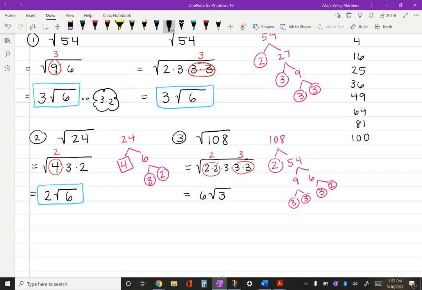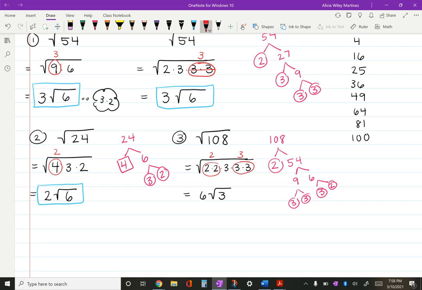Number 3, I broke down 108 the whole way down to all prime numbers. You may have stopped when you noticed the 9 there, but then again, it's sort of up to you how you approach this. So I took all my prime numbers, which I circle, and I write them in order, all my 2's and then my 3's, and I can see that 2 times 2 is 4, and I know the square root of 4 is 2. 3 times 3 is 9, and I know the square root of 9 is 3.